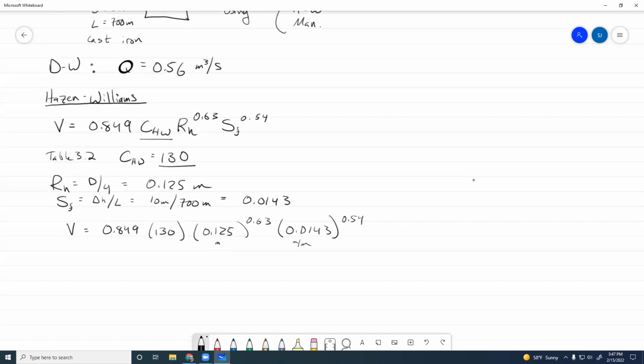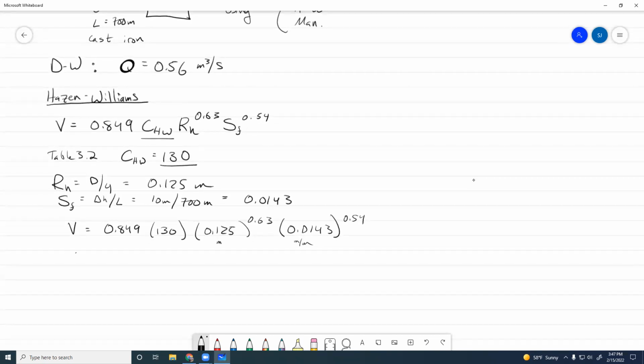Okay, so we end up with a velocity of 2.71, or sorry, 3.01. And then that gives us a Q. If we do pi d squared over 4, we get a Q of 0.6 cubic meters per second. So we'll compare it to this. We'll say this is going to be the quote unquote true value from the theoretical Darcy-Weisbach equation. And this is our approximate.